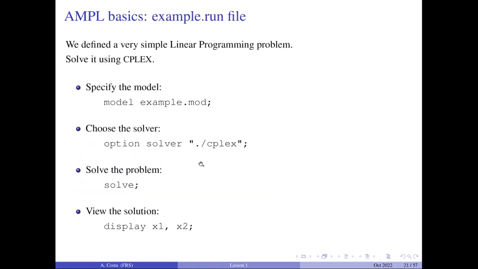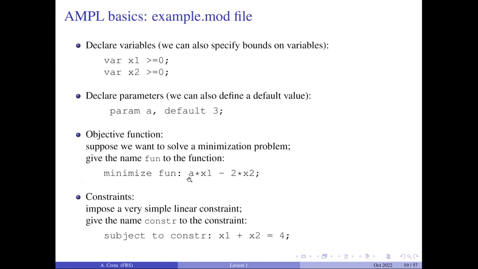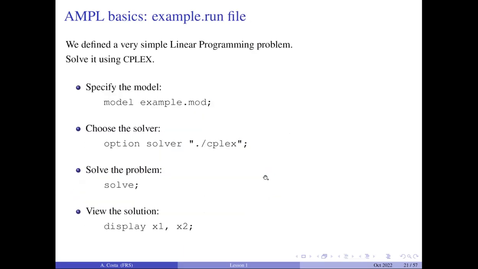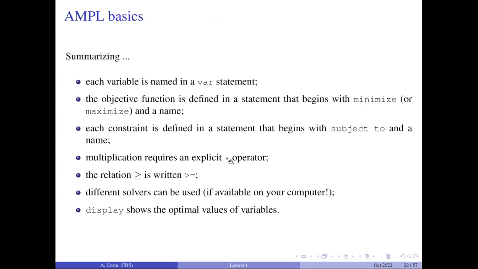Something else you see here that I wrote, for example, 2 star x2. So in AMPL, when you have a product, you cannot just omit the multiplication sign. You cannot write 2x2. There will be a syntax error. You have to remember to use this operator to specify multiplication. When we have a relation like greater than or equal to, this is the way to write it. So you write the greater and then you write the equal. And display is the keyword that we use inside the run file to show the values of the variables.